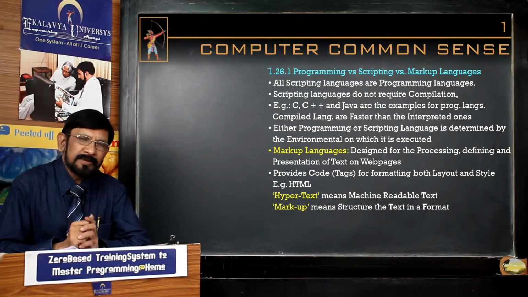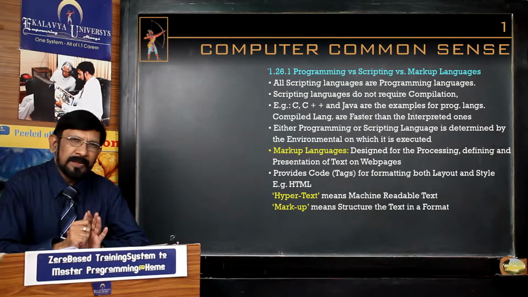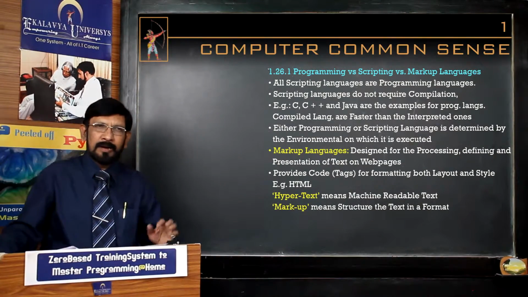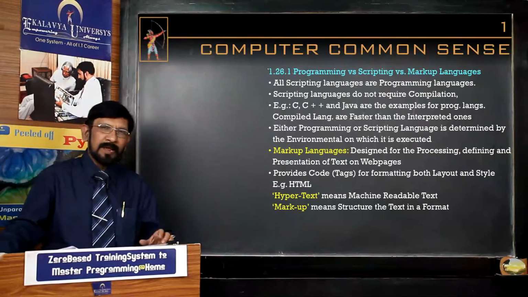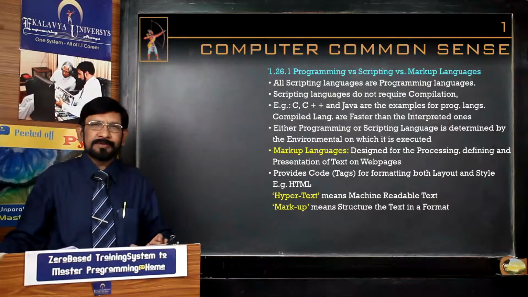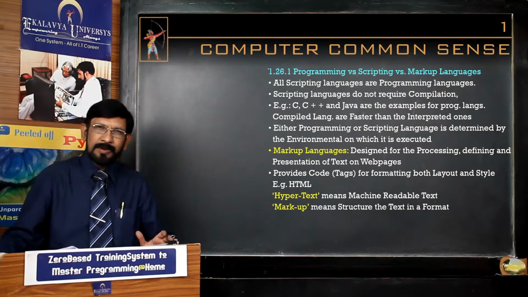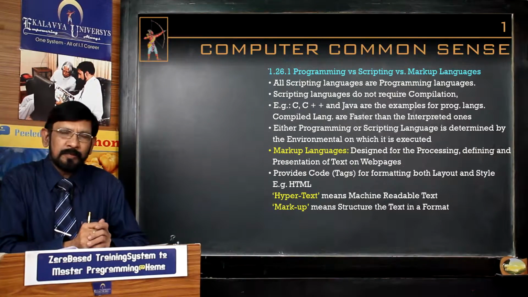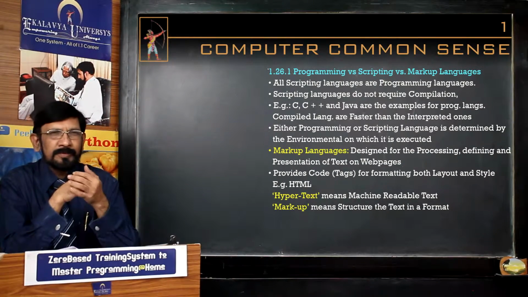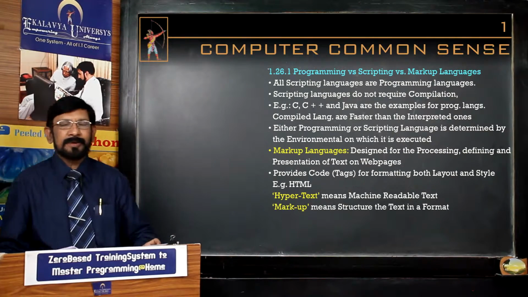The theoretical difference between scripting languages and programming languages is that scripting languages are interpreted. That means, for translation purposes, for scripting languages we use an interpreter, and for programming languages we use a compiler. That is the difference. The examples for programming languages are C, C++, Java. The examples for scripting languages are PHP, JavaScript, etc.